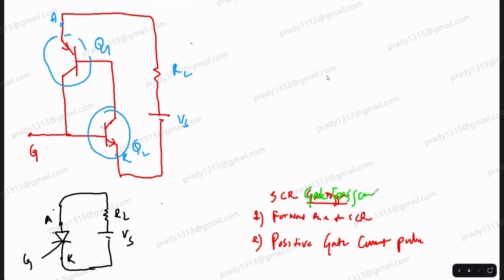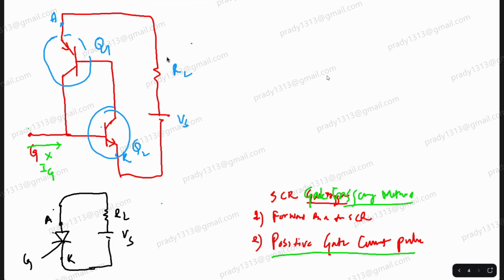Gate triggering method to turn on the SCR. In this method, we first forward bias the SCR and then we apply a positive gate current pulse. I am not giving the gate current pulse. Is my device SCR going to conduct? No, sir. Explain why not.